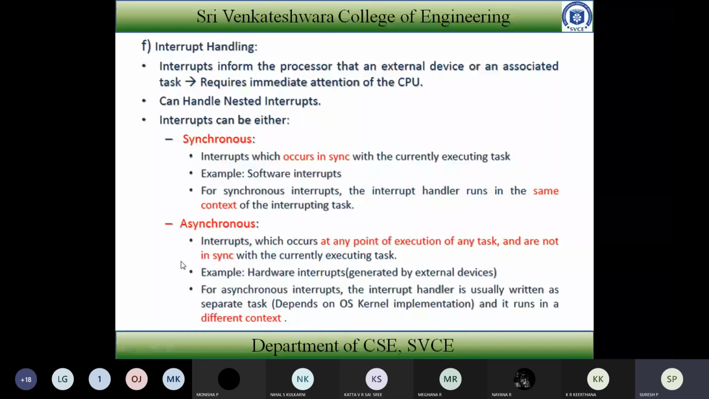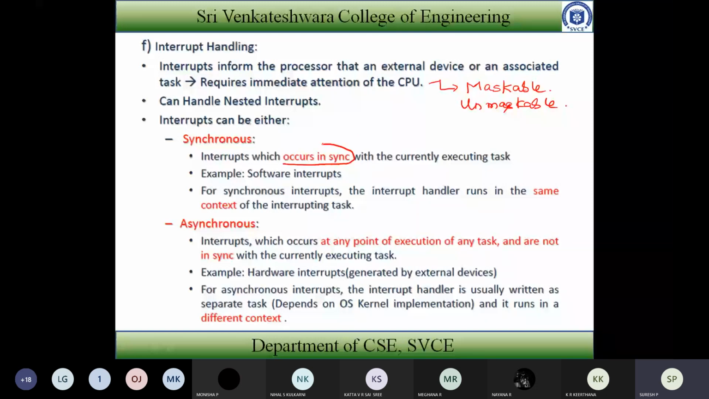When you talk about interrupts, we have two different types: one is maskable and the other is unmaskable. Now if you take your processor and the OS, the OS can handle multiple interrupts. Interrupts can also be of two types: one is synchronous, the other is asynchronous. Whenever you have an interrupt which occurs in sync with the currently executing task, that is called a synchronous interrupt. That interrupt occurs with respect to the currently executing task. An example of this type of interrupt is a software interrupt.